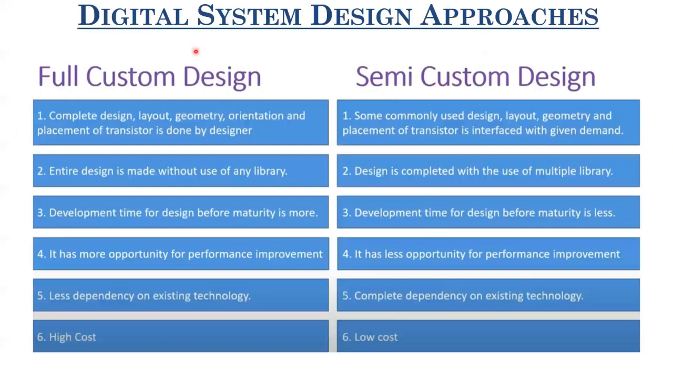So now let us compare the different digital system design approaches. Full custom design, which was done previously, is where you used to handcraft all the transistors, their locations, everything. So what is the difference between full custom design and semi-custom design? I've tried to summarize it in this table. In full custom design, you have complete design, layout, geometry, orientation, and placement of transistors by the designer. It's too time consuming, but you get a satisfaction while doing that, which is also really important. However, in semi-custom design, some commonly used design, layout, geometry, and placement of transistors in the form of a library is utilized as and when required.